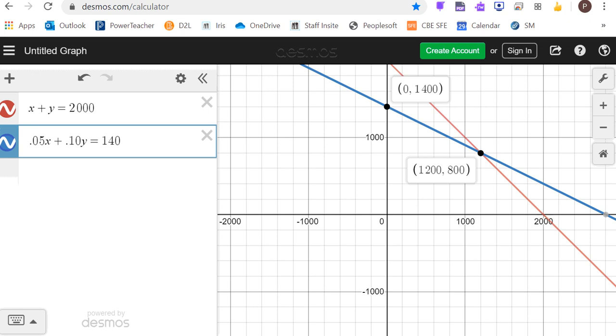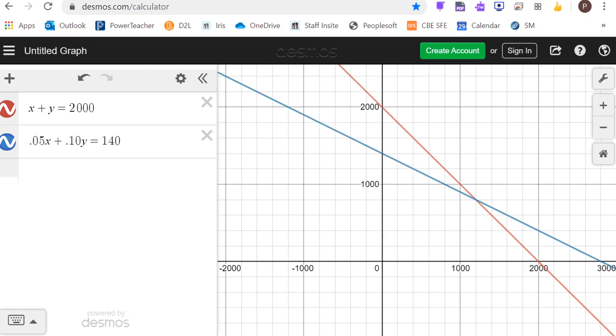This is saying that if I have 0 x's, if I had 0 cans, and I had 1,400 y's, 1,400 bottles, I would still get $140. This is telling me the amount of bottles that I could get for $140 on the other side of things.